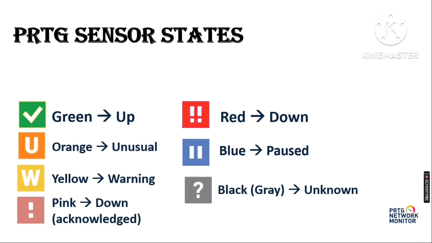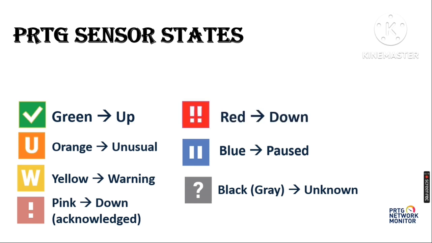Let's begin to understand how the sensor states are going to help you to understand the situation. The first one is green. It means your devices are up, the links are up, they are properly communicating into the network and with the PRTG, so you don't have to worry about that.